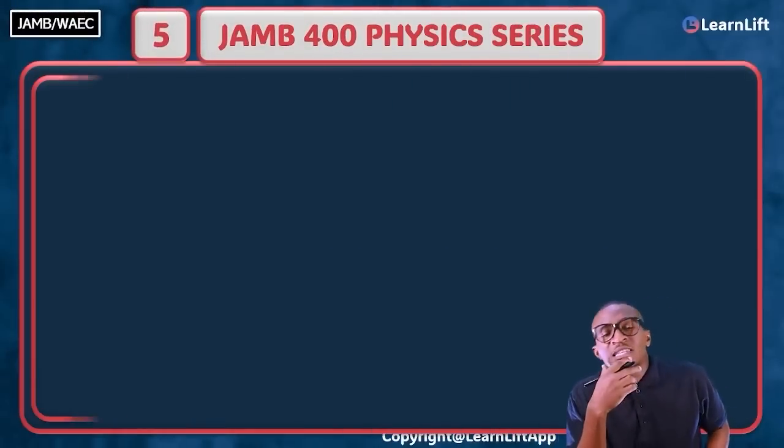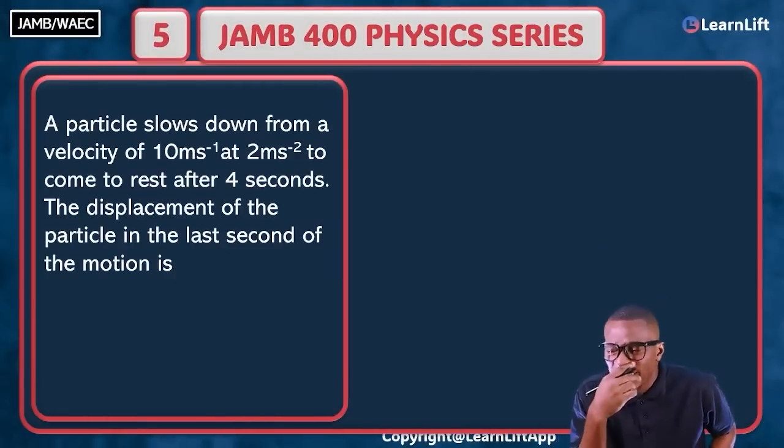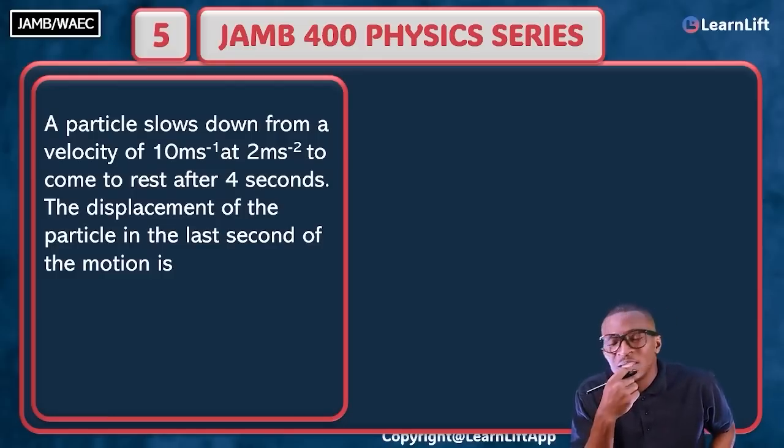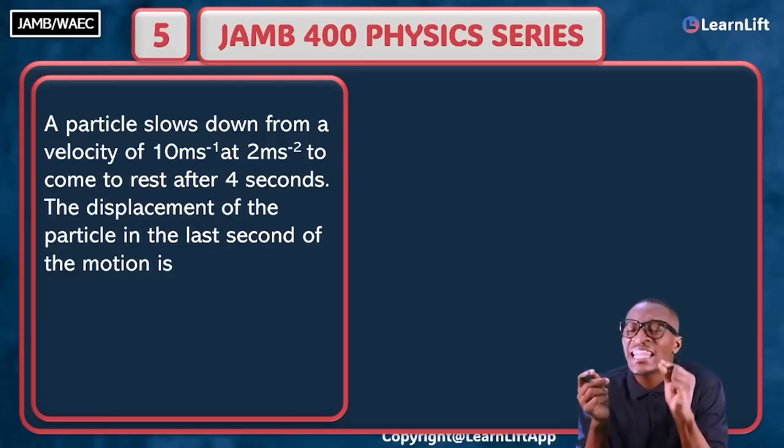Quickly, if you say you understand that, let's hit the next question. The question says that a particle slows down from a velocity of 10 meters per second at 2 meters per second squared to come to rest after 4 seconds. Find the displacement of the particle in the last second.